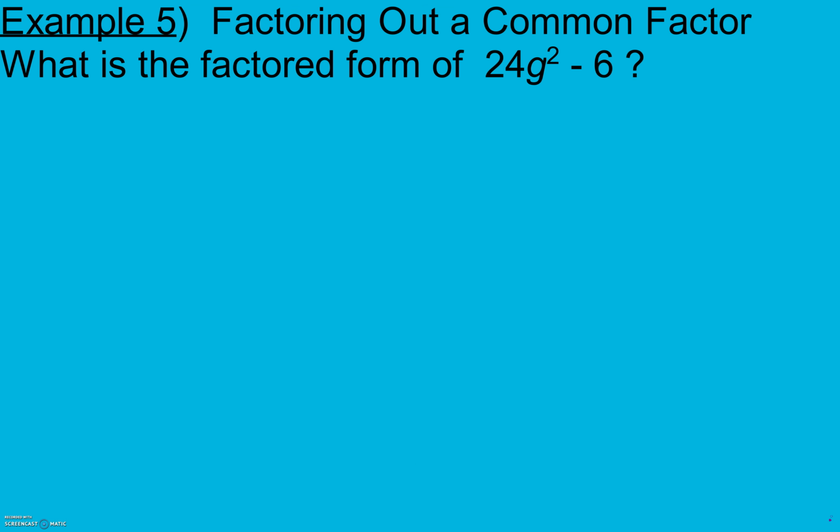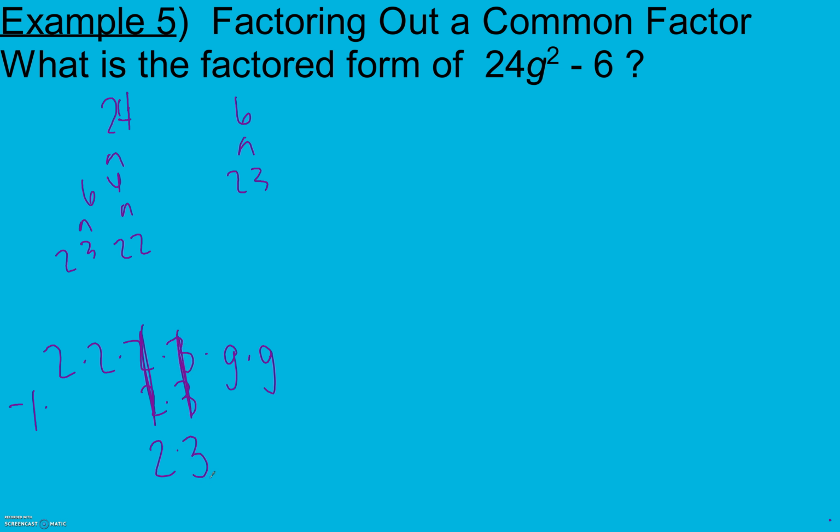In example 5 here, we are going to completely factor this out. Anytime we factor, we want to check for a greatest common factor first. Okay, we always have to take out what's common if anything is common. So here between 24 and 6, 24 is 6 times 4, which is 2 times 3, and 2 times 2. And we have g squared. 6 is 2 times 3. And it's negative, so negative 1. So I have a common 2 and a common 3. I multiply those together, and 6 is my greatest common factor.